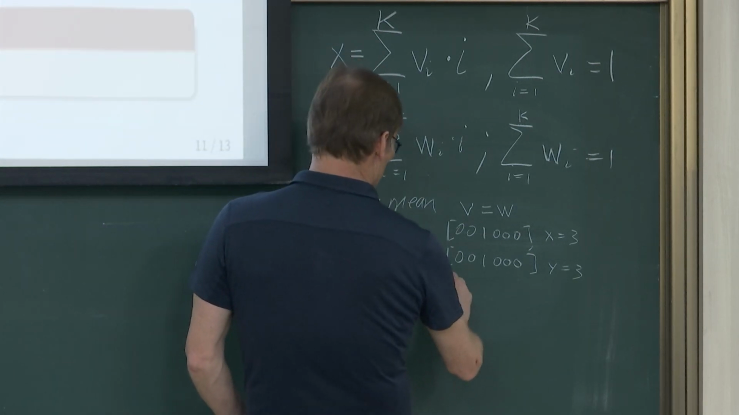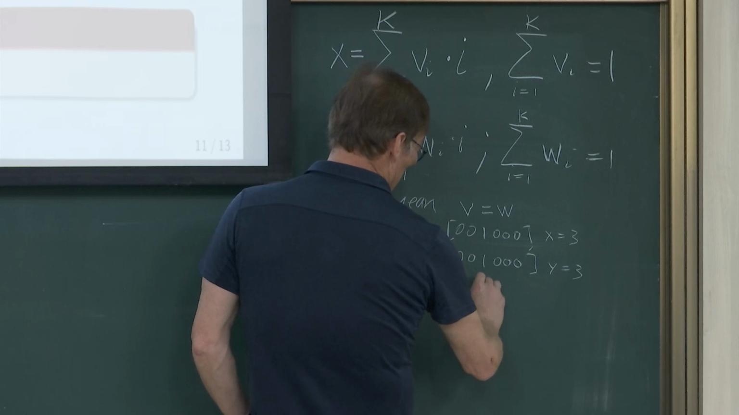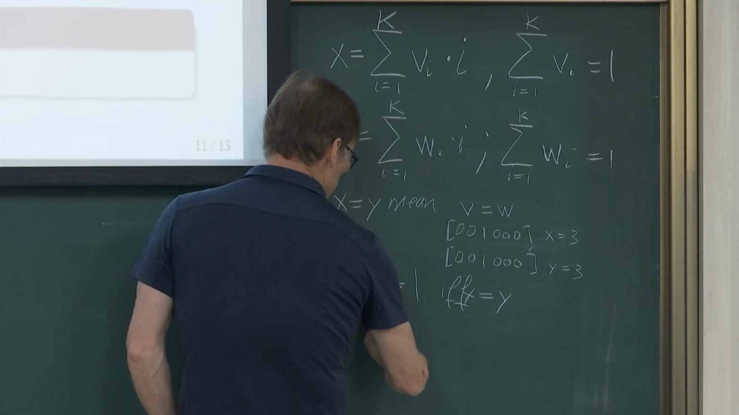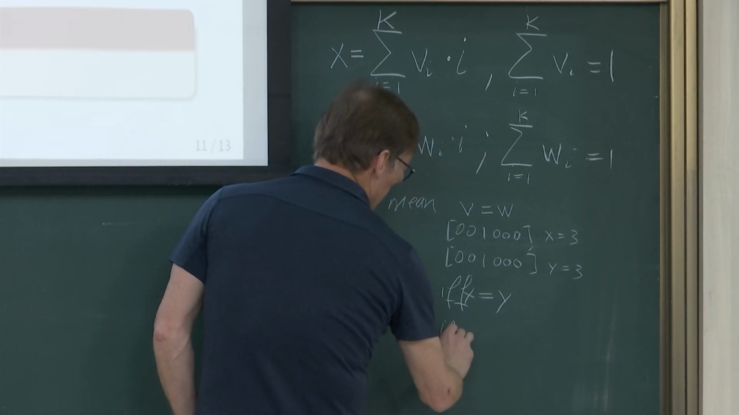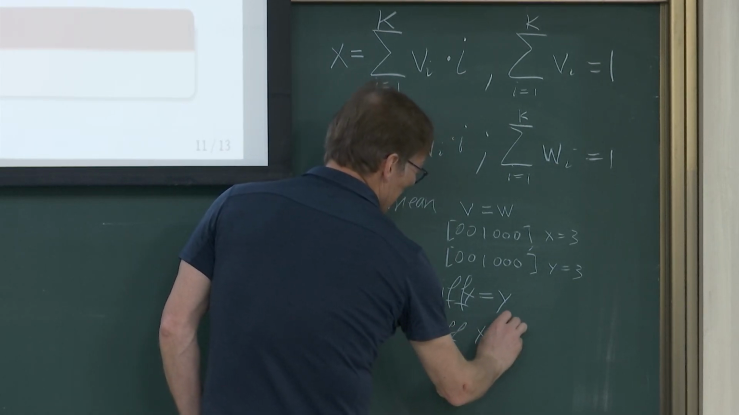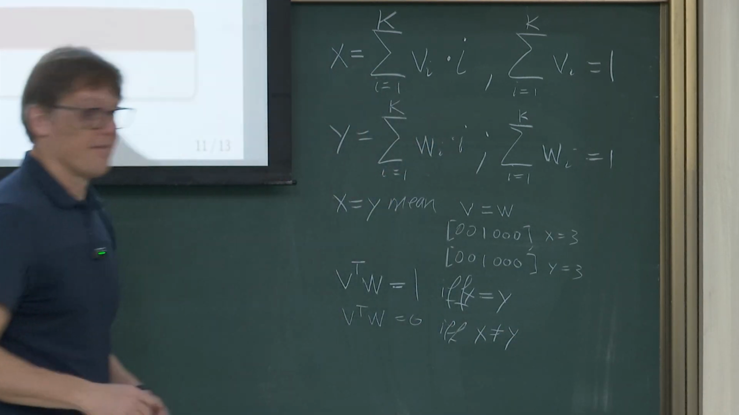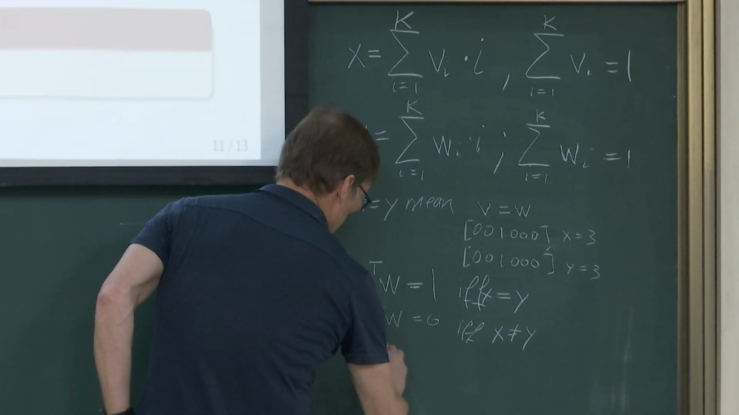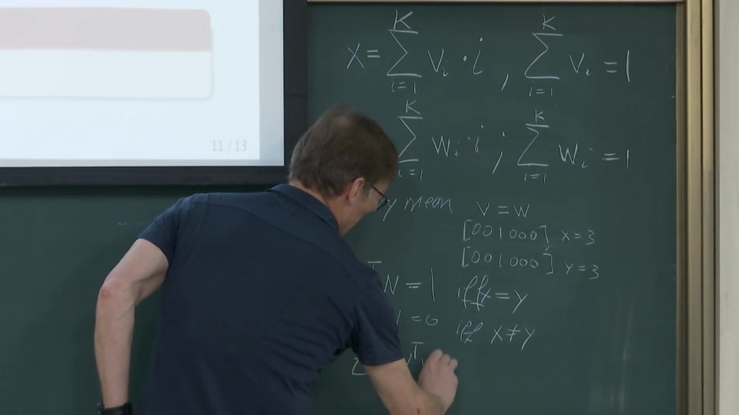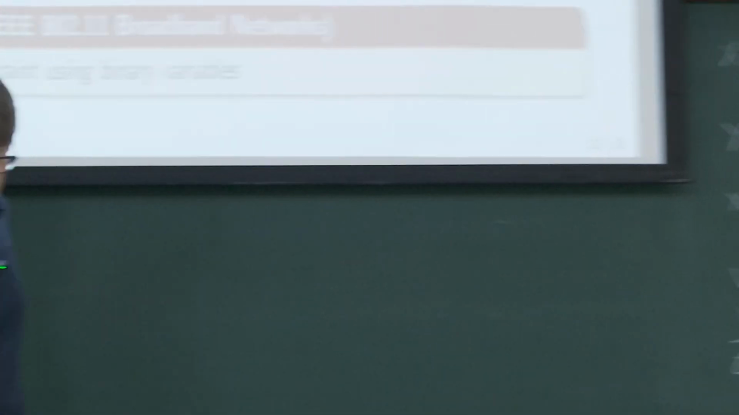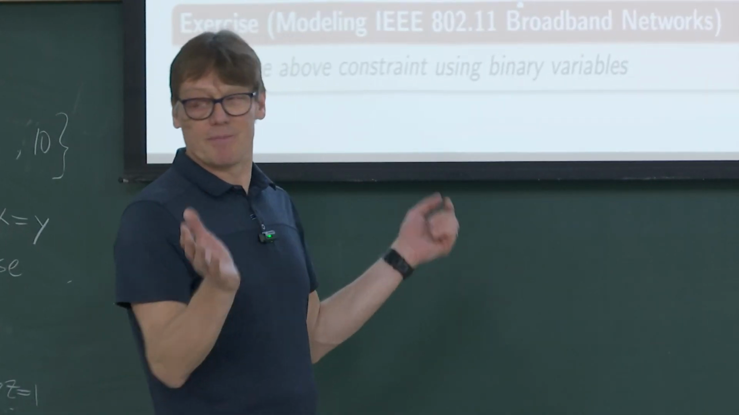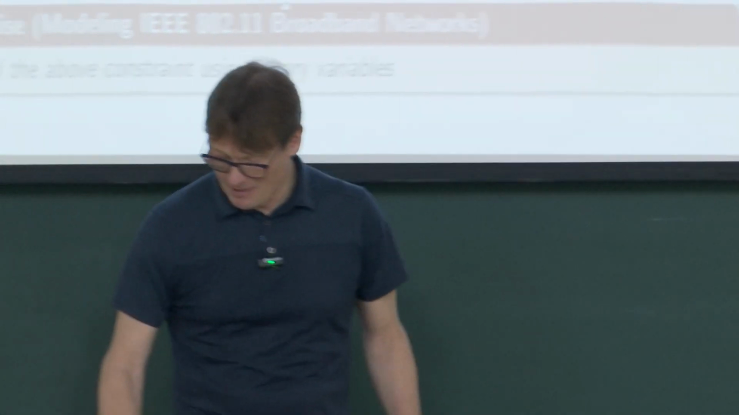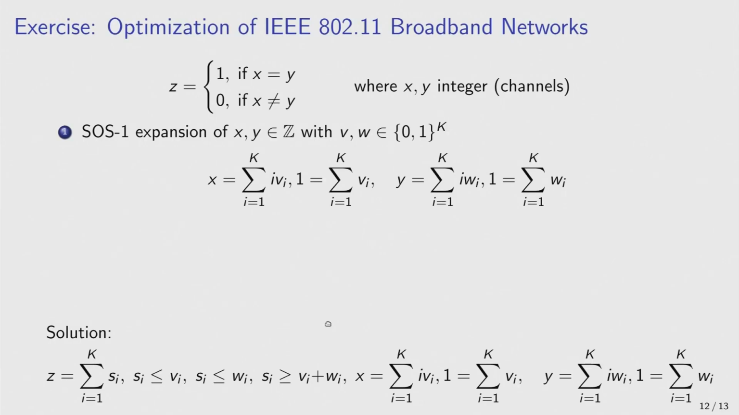So v transpose w is 1 if and only if x is equal to y, and v transpose w is equal to 0 if and only if x is not equal to y. If they're not the same, then that's the case. So I'm going to say z is v transpose w. And I see some of you looking really suspicious at me now because I'm just multiplying binary variables away. I'm introducing nonlinear expressions. This can't possibly work. But this is what we do.